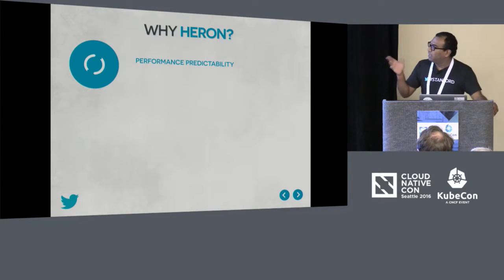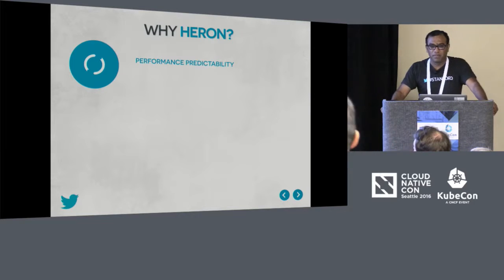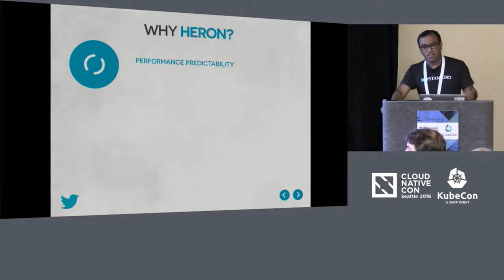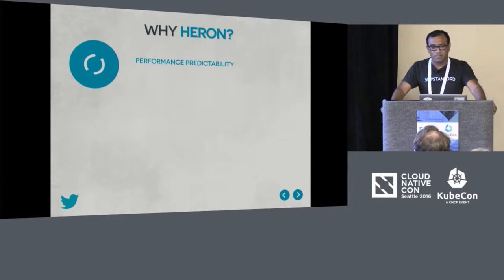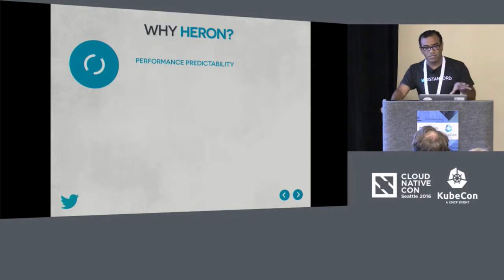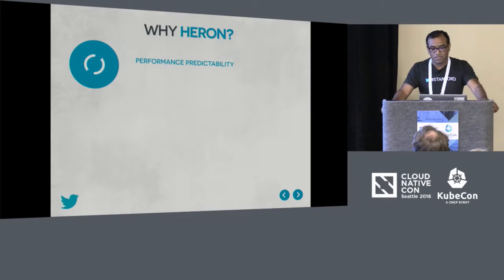Some of the highlights are performance predictability. Storm had a cluster of its own and a scheduler of its own. Even though it kept track of how much resources were available on each of those machines, it never enforced any kind of resource reservation. If you are given X amount of CPU and Y amount of memory, that's what you're supposed to use. You cannot go beyond that. So it couldn't enforce that.